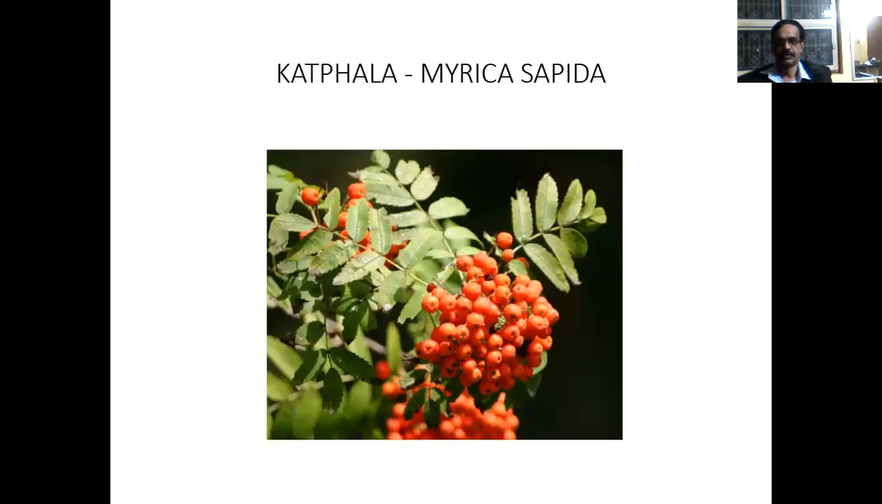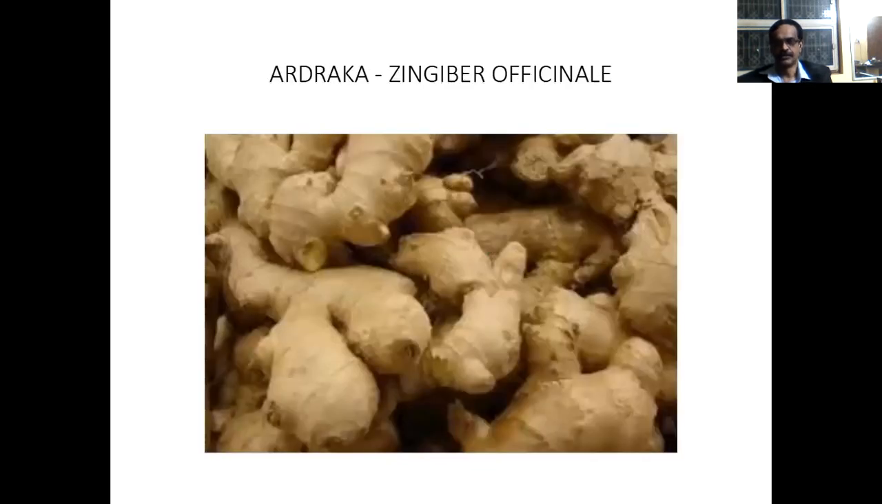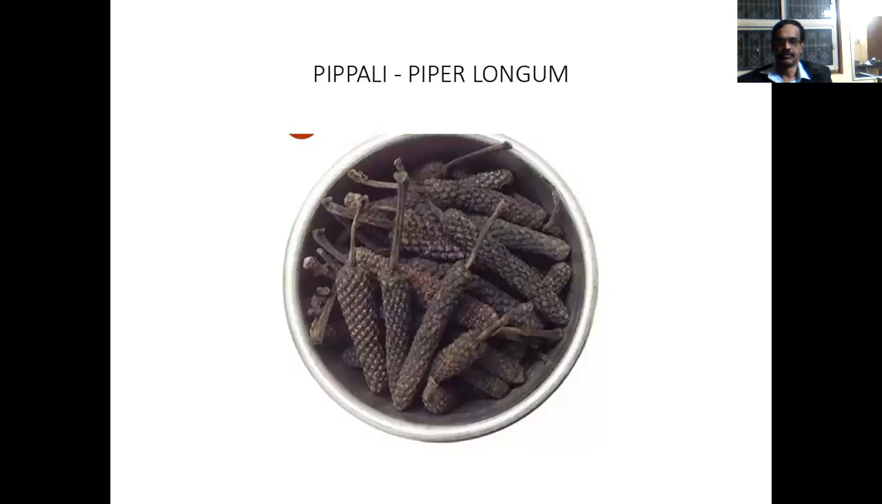This is the Katphala, Myrica sapida. So this is Ushnaviryayukta and Kaphavatahara. This Barangi, Clerodendron serratum, is a Shwasahara drug. And Shunti, Ardraka, Zingiber, is Ushnagunayukta, Katurasayukta, and Kaphavatahara and a CNS stimulant also, and anti-allergic also. Pippali, Piper longum, is Rasayana and Ushnaviryayukta and Katurasayukta, and it is a bioenhancer also.